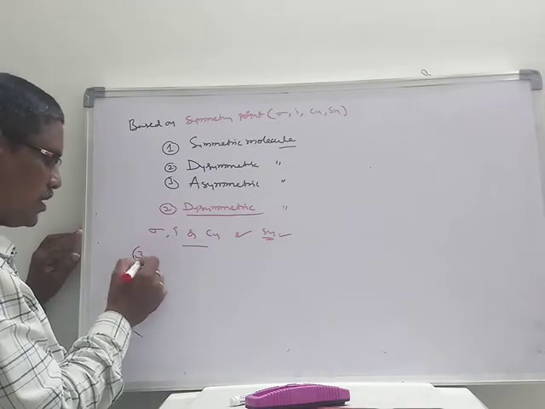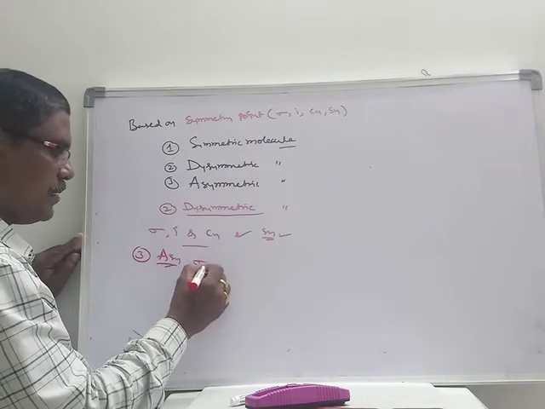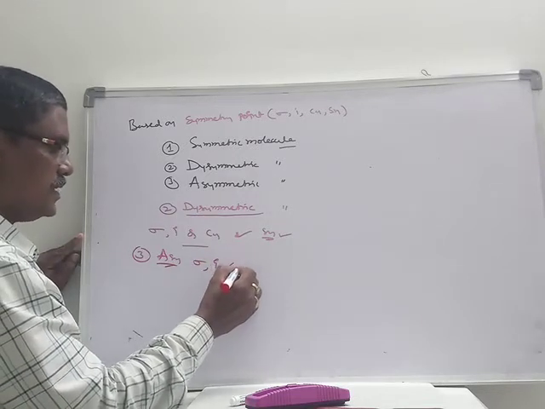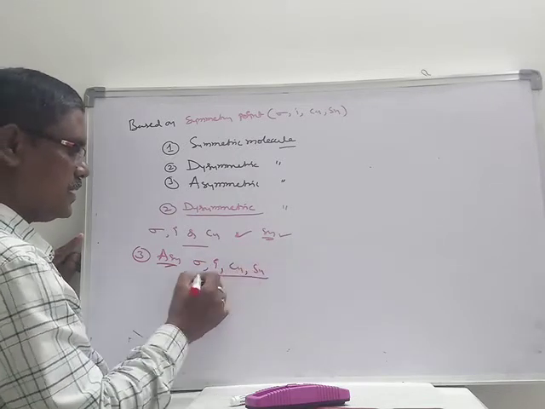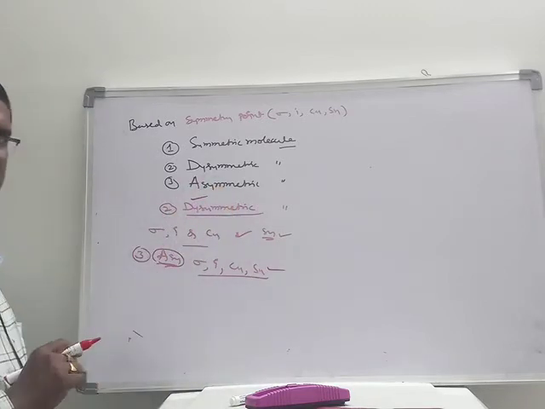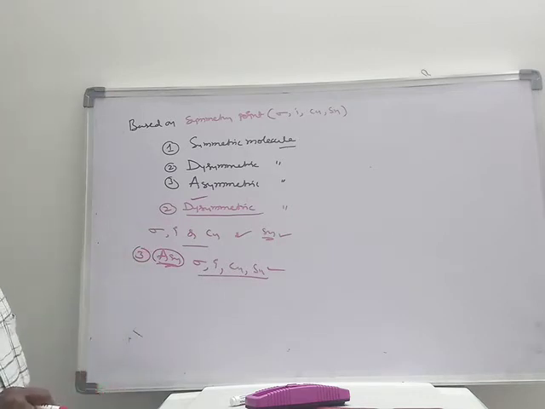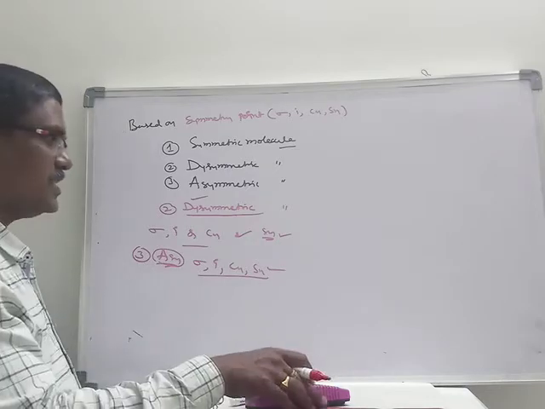If you take an asymmetric molecule, all are absent: sigma absent, I absent, Cn absent, Sn absent. All asymmetric molecules are disymmetric molecules, but all disymmetric molecules are not asymmetric molecules. So this is about the optical activity.